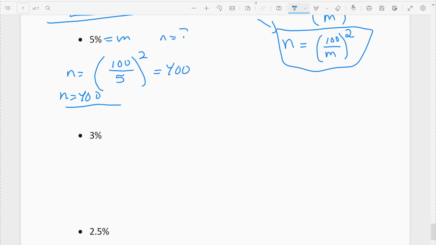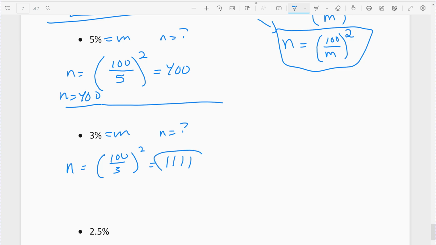All right, 3% margin of error. This one doesn't come out as pretty because 3 doesn't divide into 100 evenly. Remember, this is my m, I'm looking for n, so I'm going to take 100 divided by 3 and square it. This time, you can't simplify, so you have to type that in exactly. Be careful when you type this in the calculator: make sure it's the entire fraction, in parentheses, and then you square it. Otherwise, you won't get the right answer. And it comes out to 1,111 when we round up to the whole person. That is my sample size. Double check that, but I believe that's what it is.